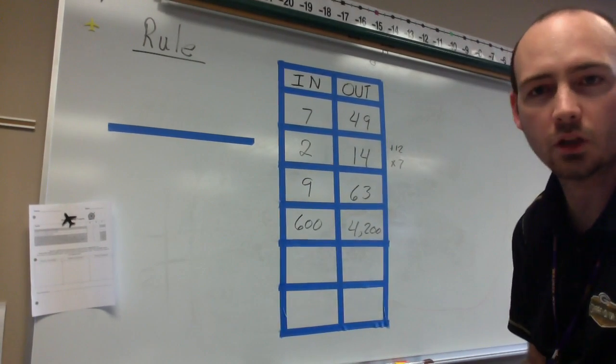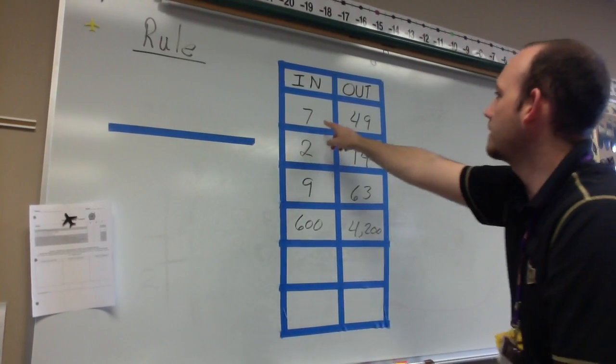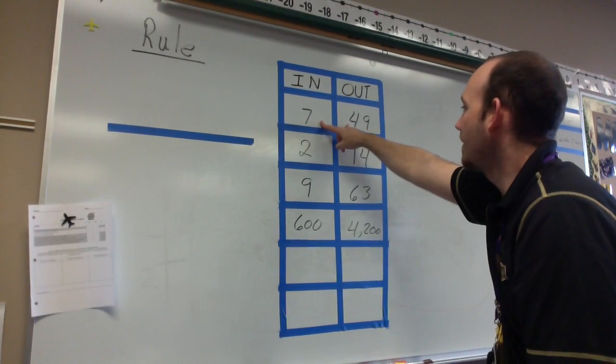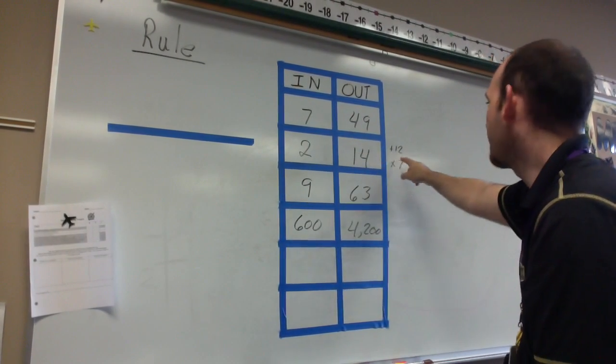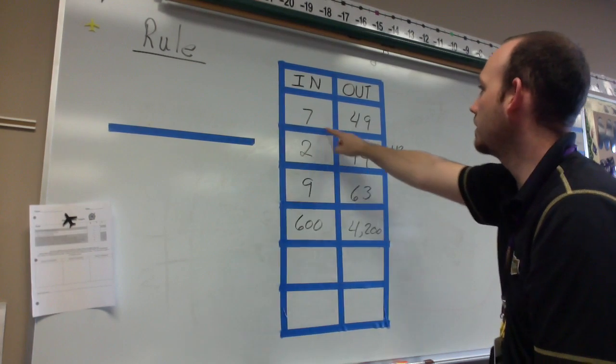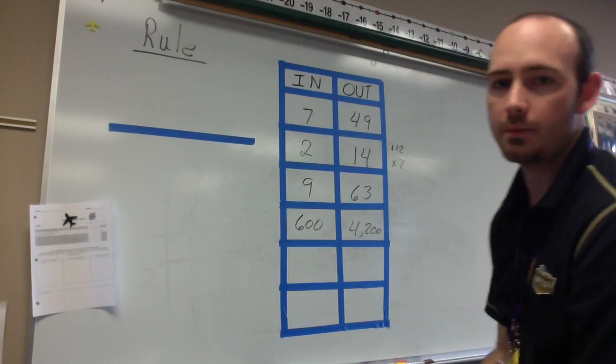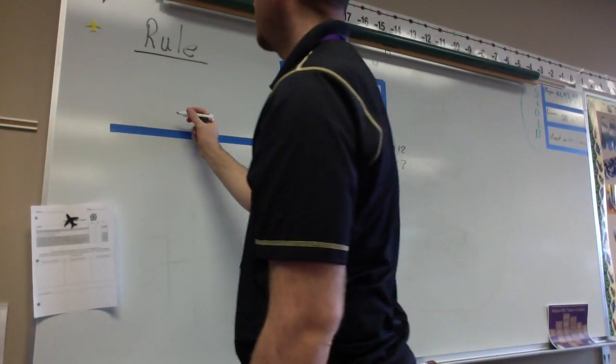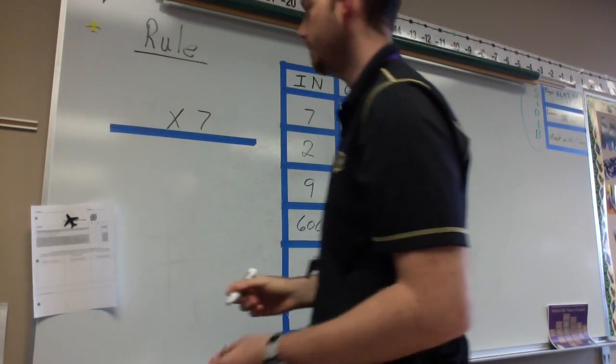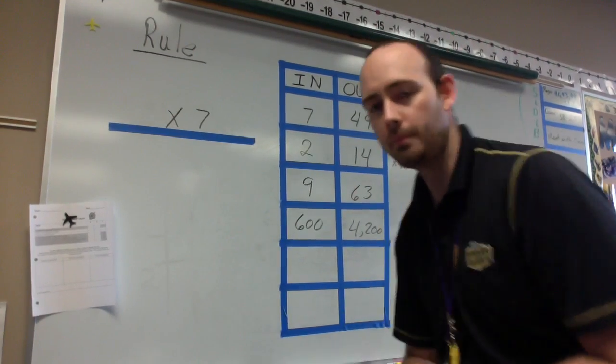So I can look at some of my other values. We'll get 7 to 49. Well, the rule has to be the same for all of them, so I'm either adding 12 or times 7. 7 plus 12 is not 49, so it must be the times 7. So I know that my rule is going to be times 7, like that.